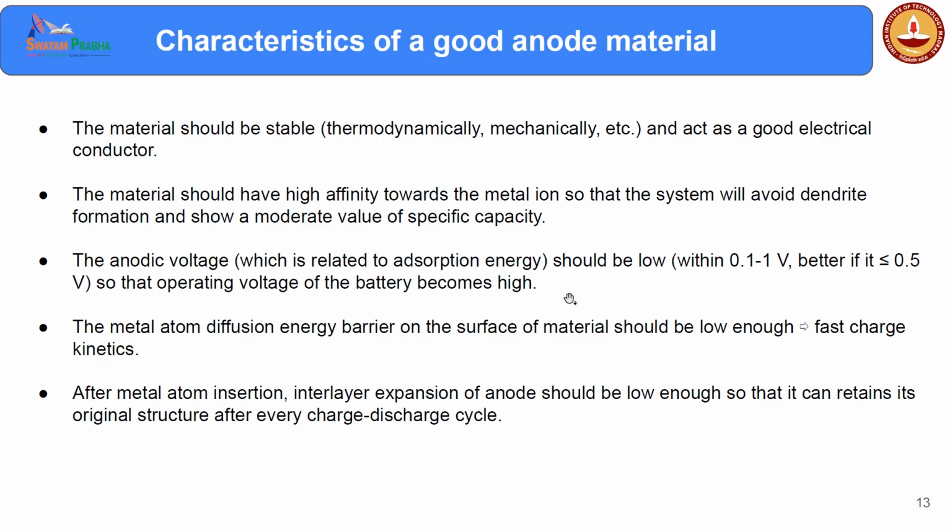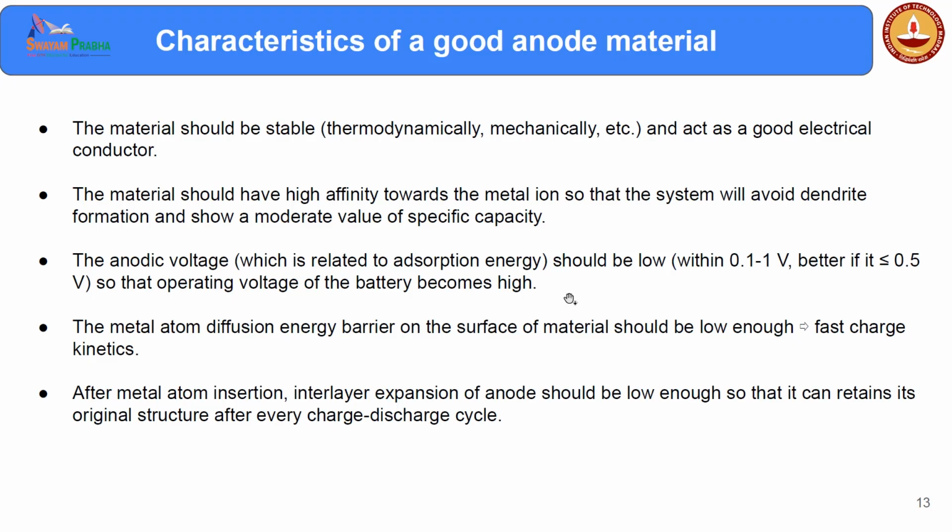As we said in the beginning about the mechanism, what happens? You will be giving some voltage and the ions will be moving towards the anode and they will be sitting there. So in order for the ions to sit on the anode, what is required? The anode should be binding to this metal atom very strongly, okay? That's one of the first things that we would be seeing. And it should show a moderate value for specific capacity, at least better than what is existing, that would be useful.